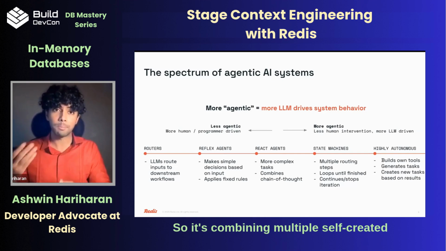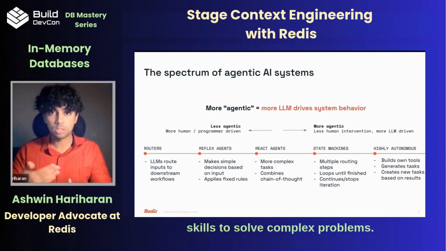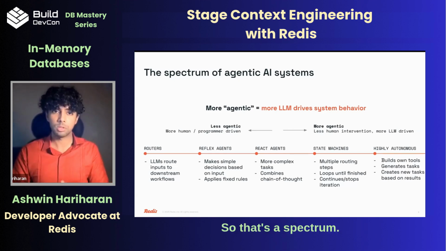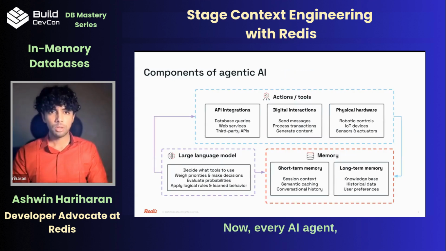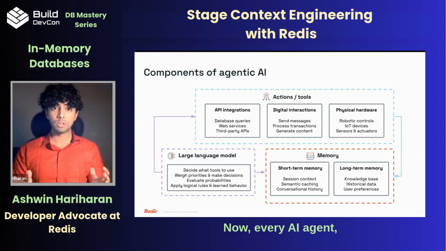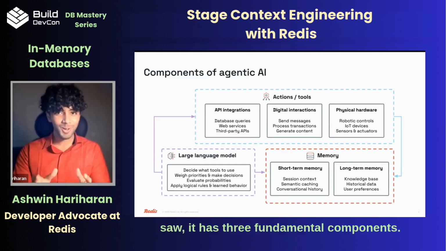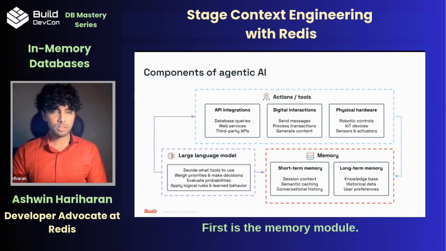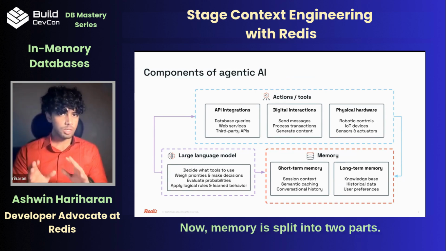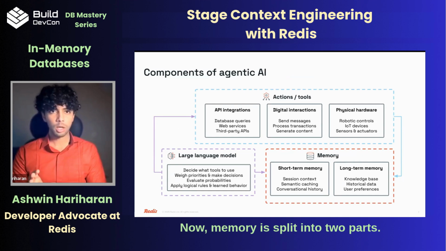So it's combining multiple self-created skills to solve complex problems. So that's a spectrum. Now, every AI agent, regardless of where it sits on that spectrum that we just saw, has three fundamental components. First is the memory module. Now, memory is split into two parts.